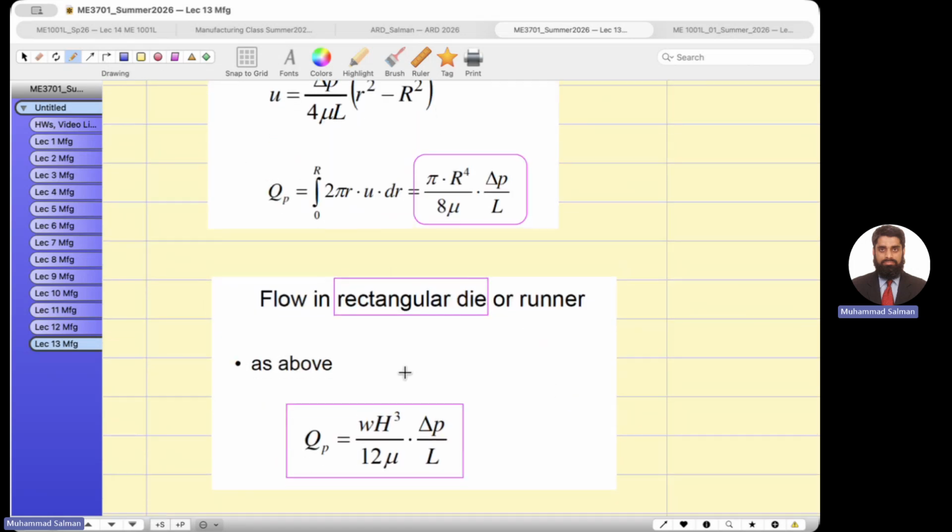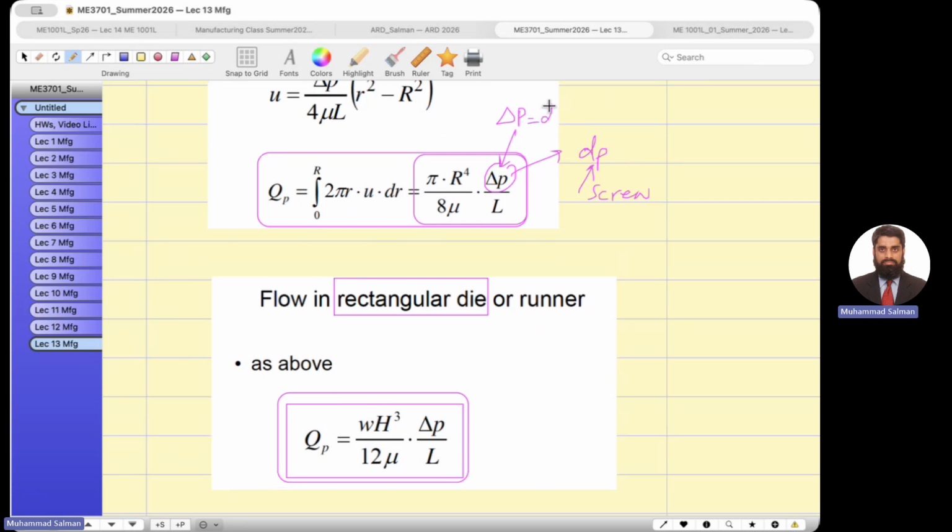One is for the rectangular die, which you already wrote down, and one formula is for the flow or discharge through the round die. In this case, we have a round die, so we will use this formula. The pressure drop inside the die is equal to the pressure inside the screw. This is delta P inside the screw, this is delta P inside the die. They should be the same.